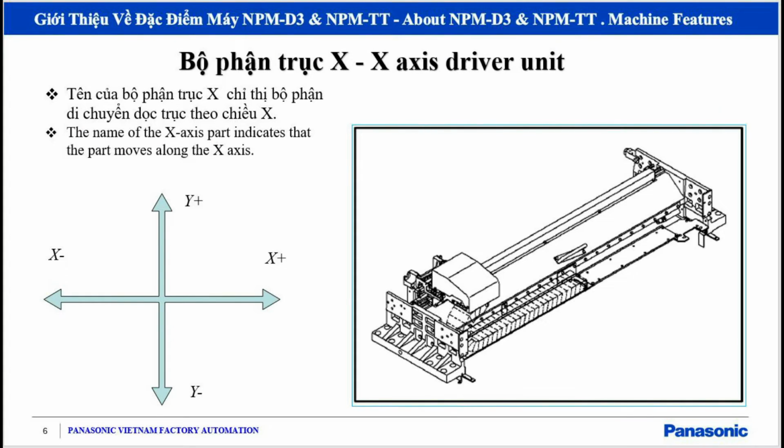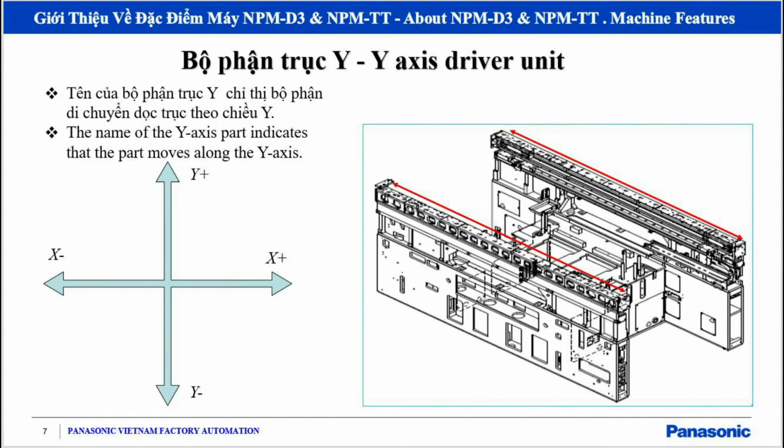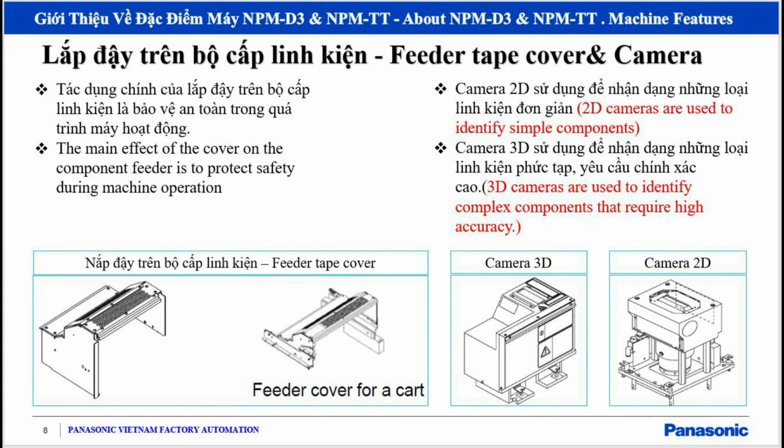2. The name of the X-axis part indicates that the part moves along the X-axis. 3. The name of the Y-axis part indicates that the part moves along the Y-axis. 4. Covers on the component feeder. The main purpose of the cover on the component feeder is to protect safety during machine operation.